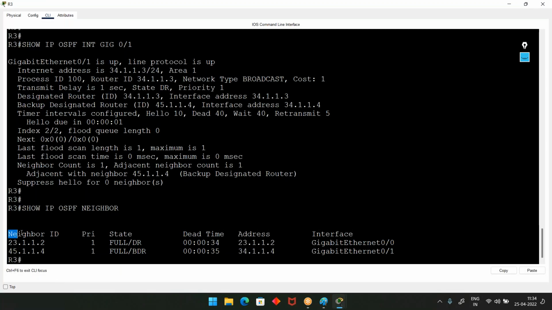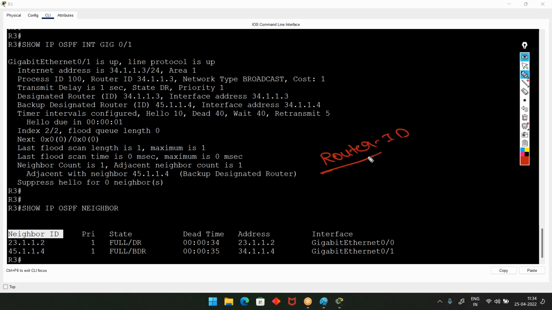What is this here? It's a neighbor ID. Did you discuss the router ID in the previous classes? Can you recall the router ID here? Yes, sir, router ID.